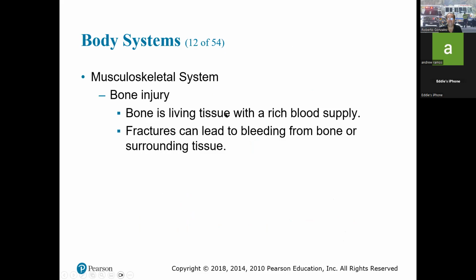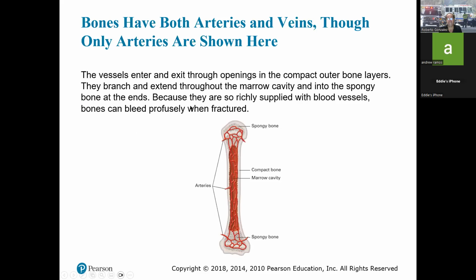Bone injury. Bone is living tissue and very rich in blood supply. Fractures can actually lead to bleeding from bone or surrounding tissues. And this is where we talk about the bone marrow. Towards the very distal portions of the bone, like at this portion right here, the top and the bottom, we have yellow bone marrow. But in between, you have red bone marrow, also known as what we like to call the tuétano, which whenever we're eating soup, you get a round bone, you suck out the middle, you're actually eating bone marrow. There's a lot of blood vessels in there also.